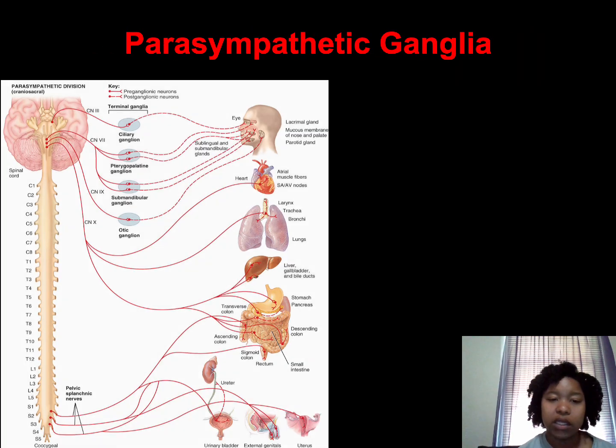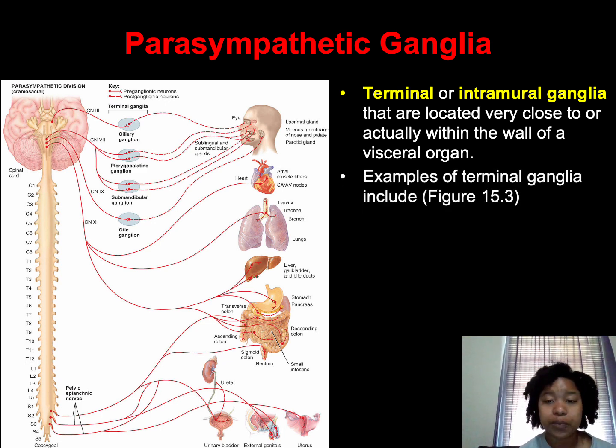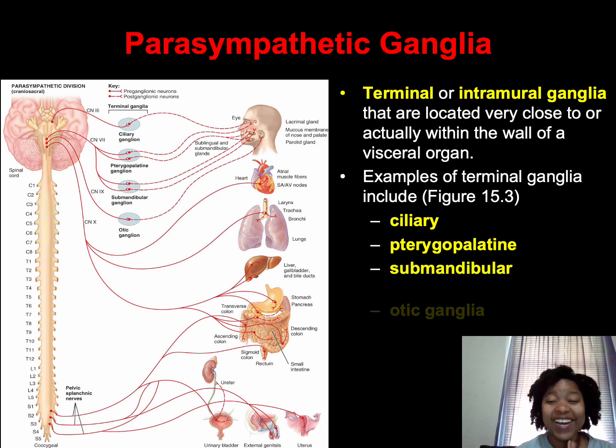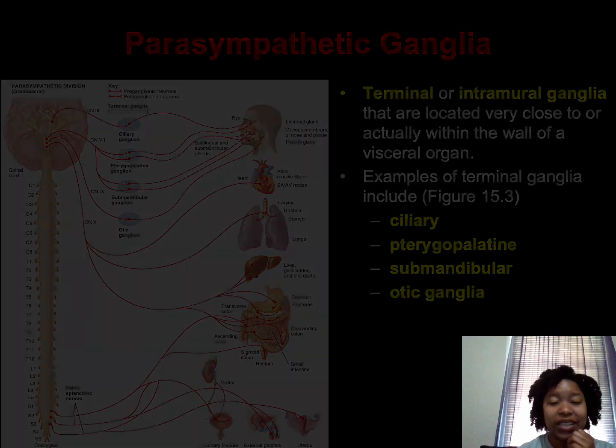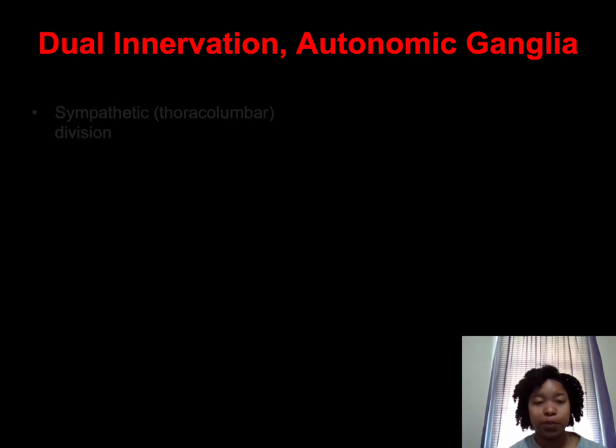The parasympathetic ganglia have terminal or intramural ganglia, and so they're located very close to, or actually within, the visceral organ that they're going to affect. You can see that in these images here. It'll have ciliary, pterygopalatine, submandibular, and otic ganglia, and you can familiarize yourself with those. Those essentially are specific tracks that they'll follow in order to pass that information onward.